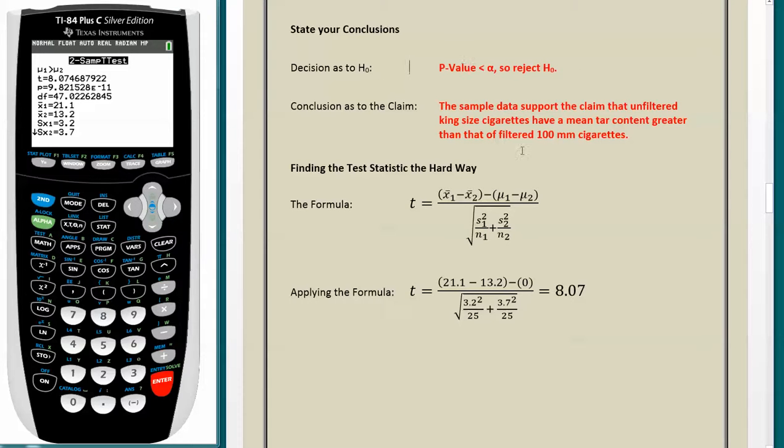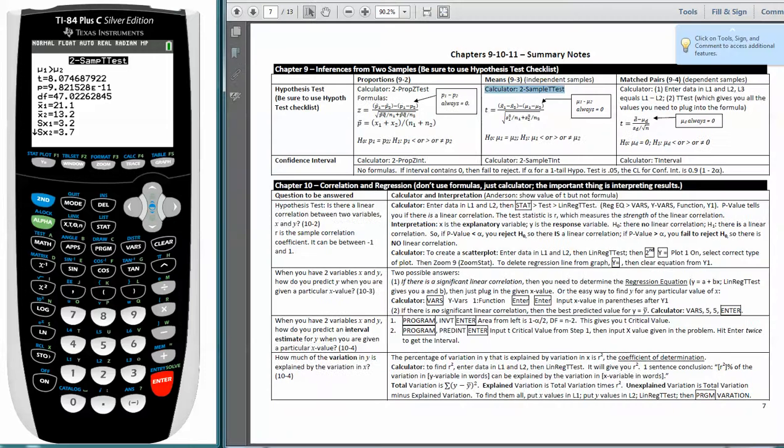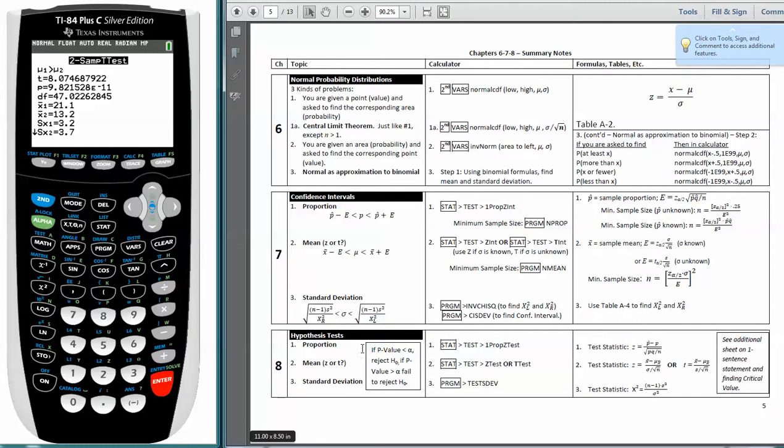We're going to take a quick look at my outline so you can see where it says that. If we go back to page 5 of the outline, in this little box here, that is the most important rule in the whole course. If the p-value is less than alpha, reject H0. If the p-value is greater than alpha, fail to reject H0. Extremely important.